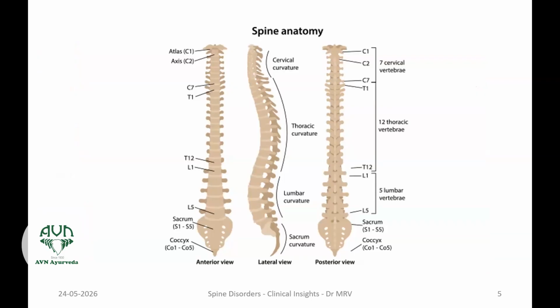This shows the anatomy of the spine. Various vertebrae are there. Then we can see the intervertebral discs. You can see the thoracic curvature, cervical curvature, and lumbar curvature. The sacrum also has some level of curvature. All these things we can see. This is the normal anatomy of our vertebral column.